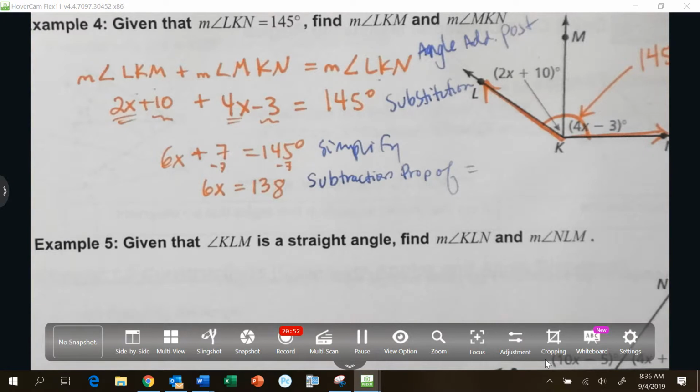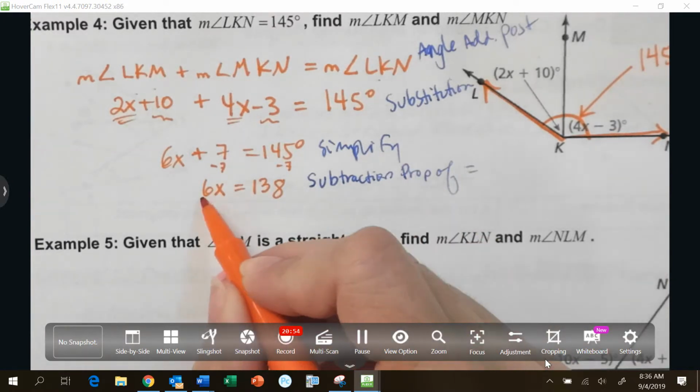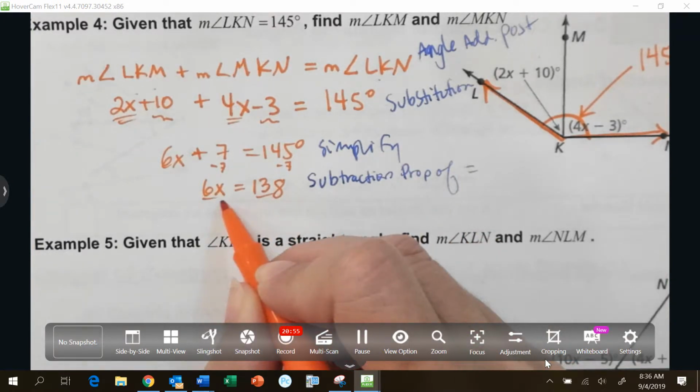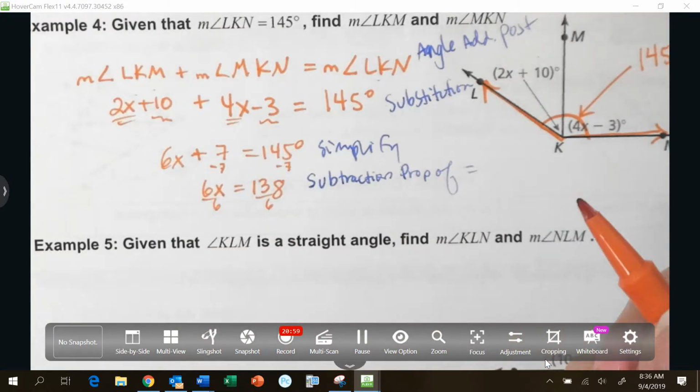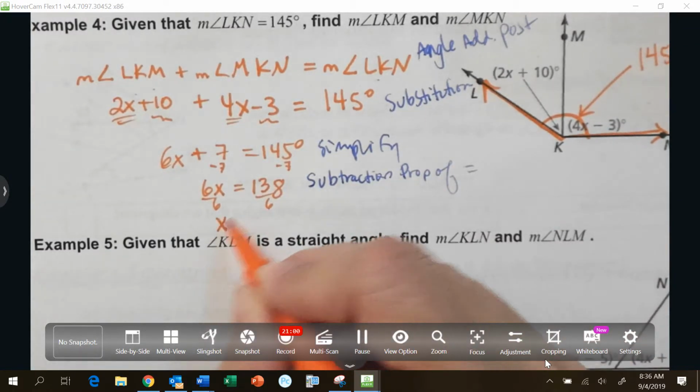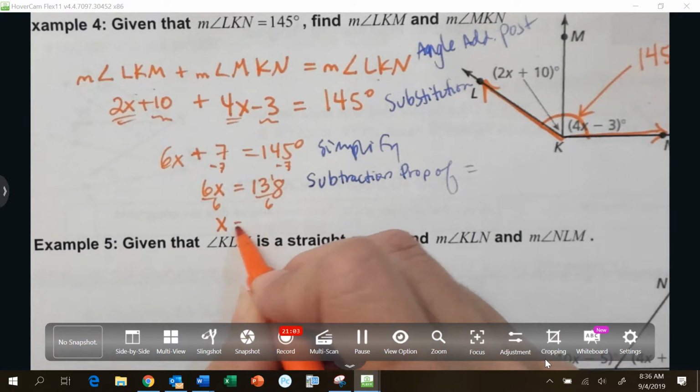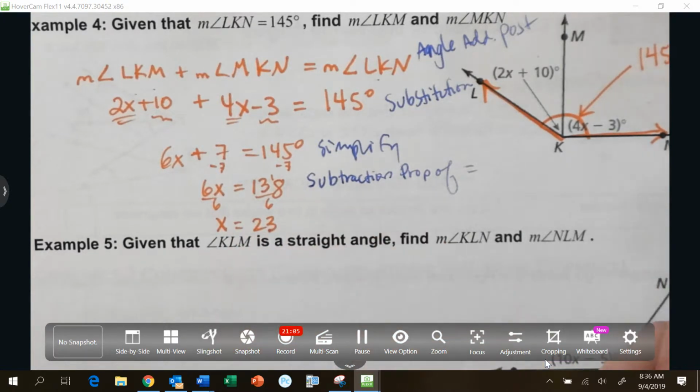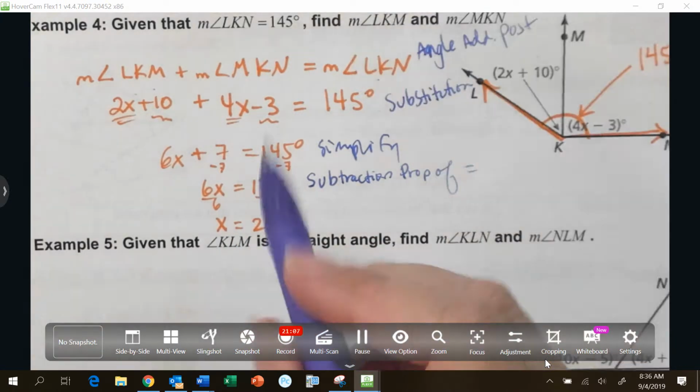David, what should I do? Okay, divide by 6. I could do it by hand, I guess. It's going to go 2, okay, 23. And David, what did I just do there? What property did I just use here?